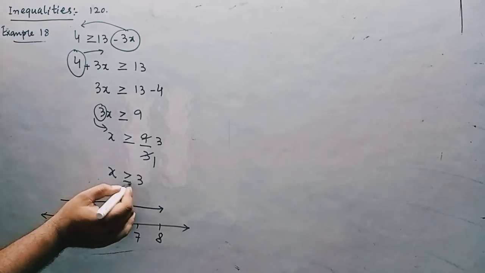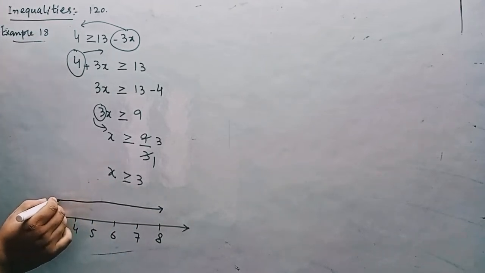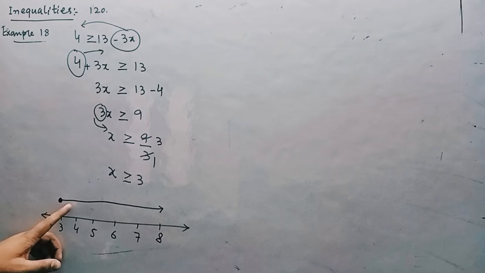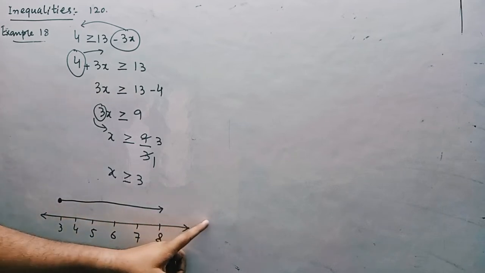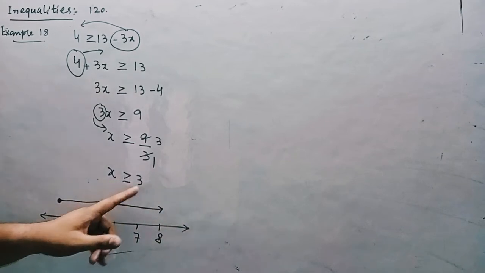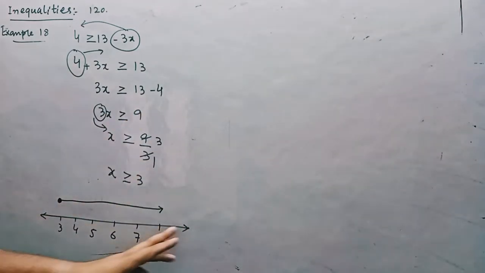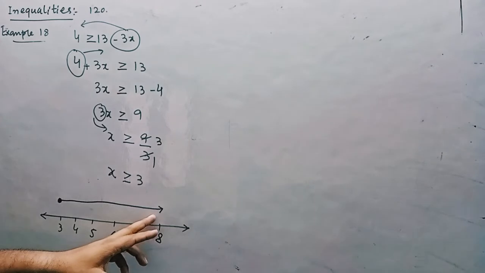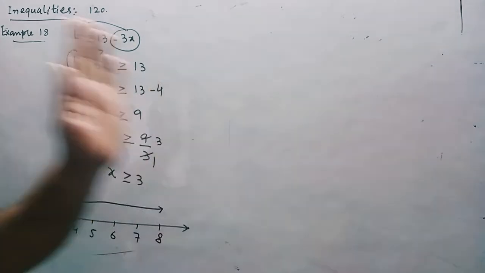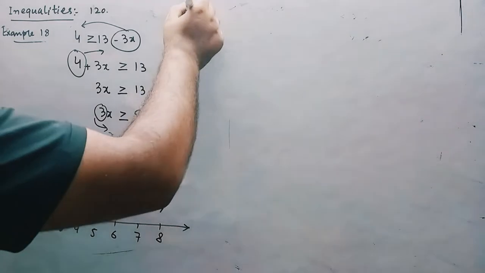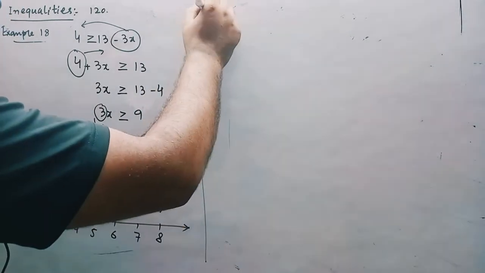And here you can see 3 is included. So I will draw here the circle, this shaded circle. It means 3 is included in this and it goes on till infinity because x is greater or equal to 3 या 3 से बड़ा. कितना भी होने दो, कोई सा भी नंबर होने दो, we can do it, you can drag it, only we can show it by the arrow, it means it goes till infinity. So this was the example 18.